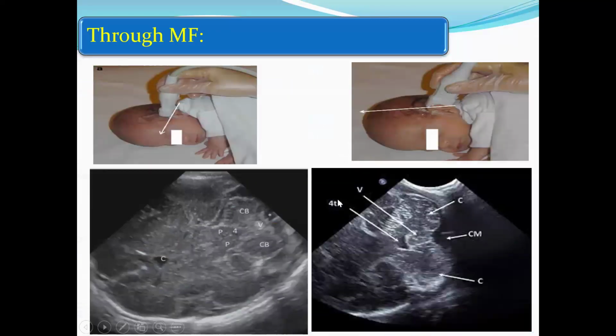We can assess through the mastoid foramen. We can assess the posterior fossa well and assess the cerebellum. This is the vermis, and this is the fourth ventricle. This is the cisterna magna.